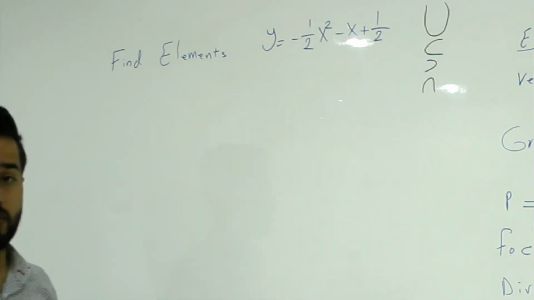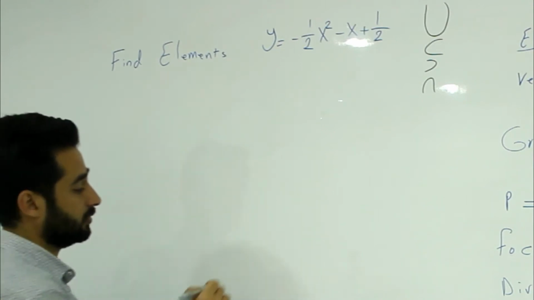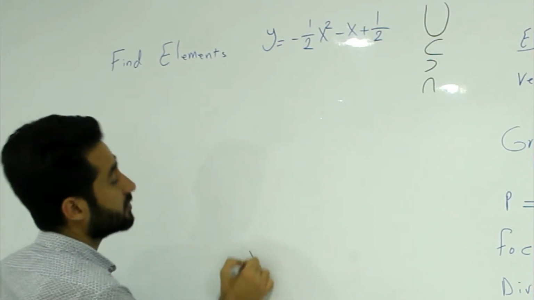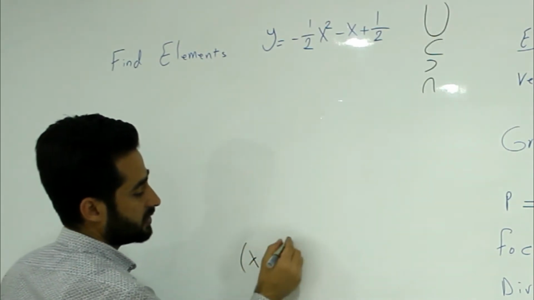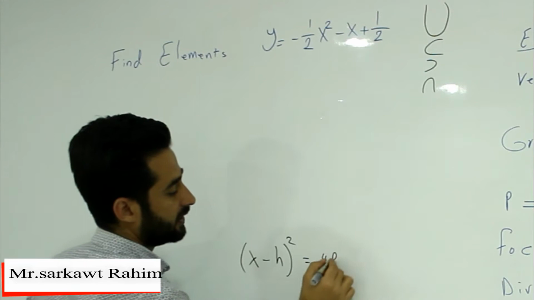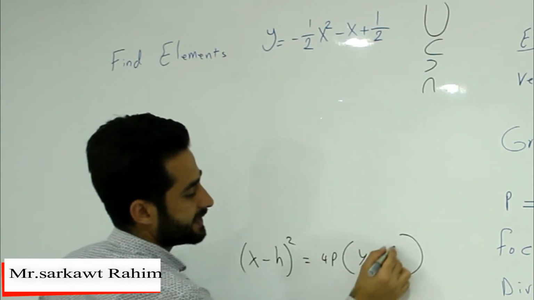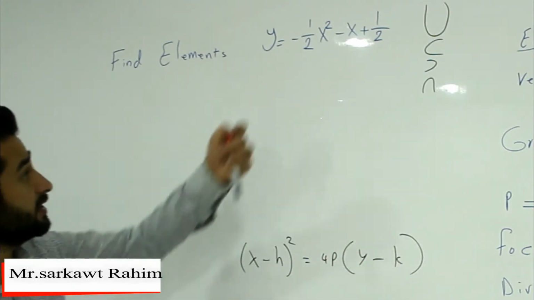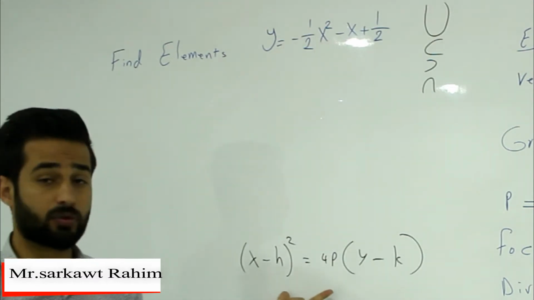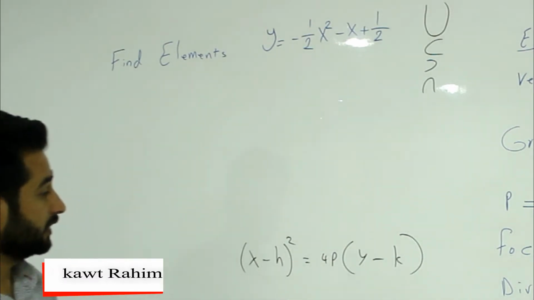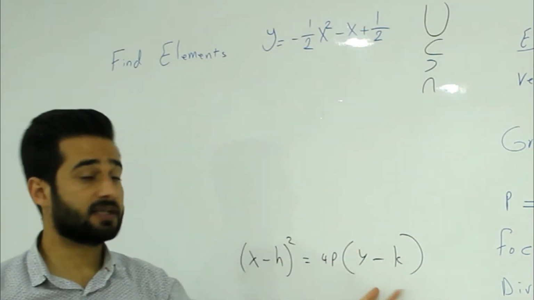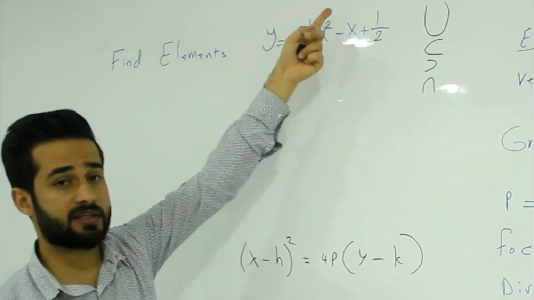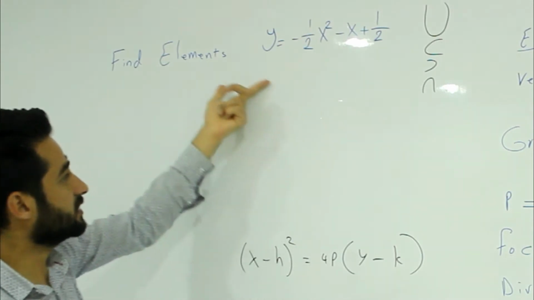So we have to change this to a rule like this. Because x is squared, we have to write x here: x minus h squared is equal to 4p times y minus k. I have to change this example to this rule. How? Look, y is written on this side, but here y is written on this side. So send y to the other side. x is written on this side, take it to here.